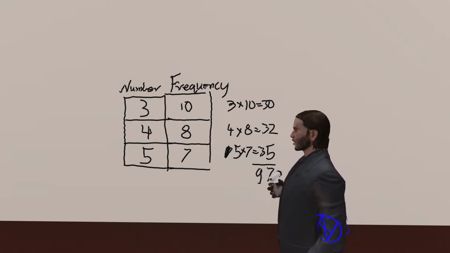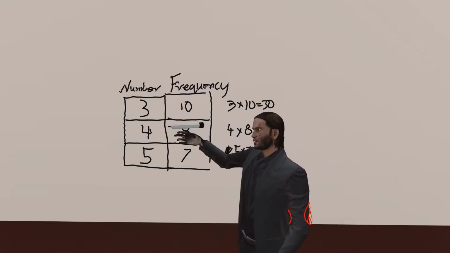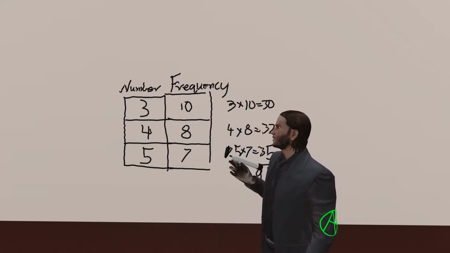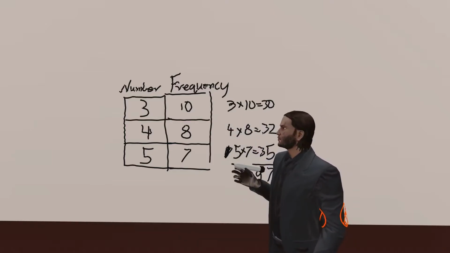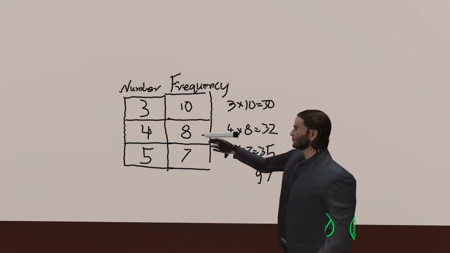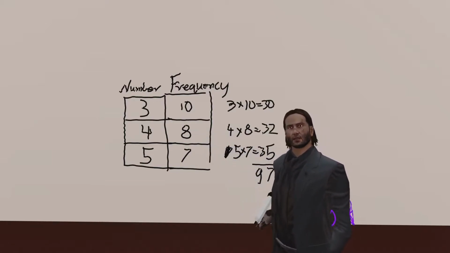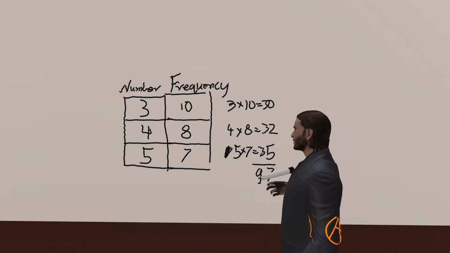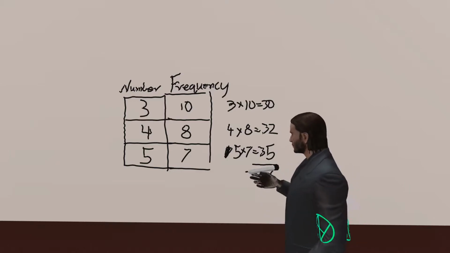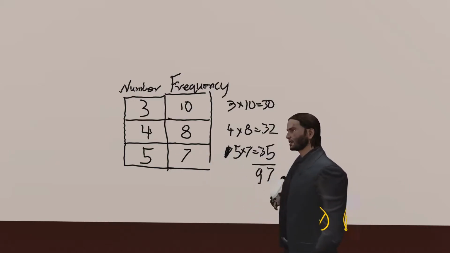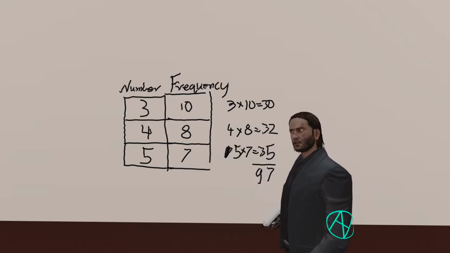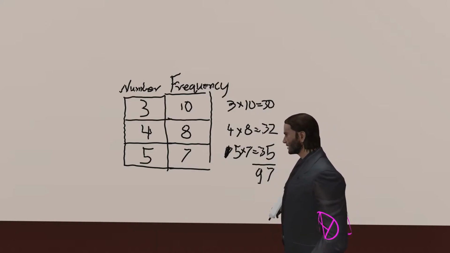Let's just quickly go over what I did. I have the number 3, and I have 10 of them. So I did 3 times 10, and we got the total in that row. Then here, we have 8 lots of 4. So I did 4 times 8 is 32. And here we have 7 fives. So I did 5 times 7 is 35, and then I added them all together. So that gives me the total.